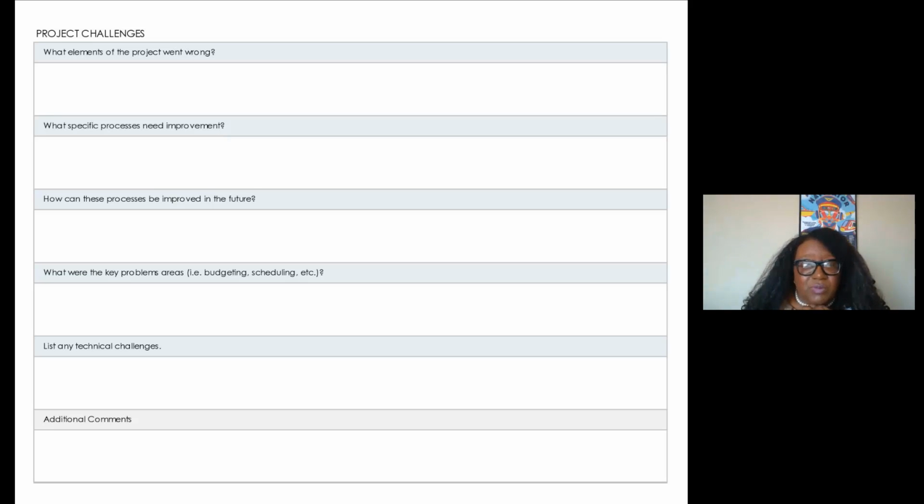Maybe it was, in this case, the identification of the stakeholder, and that's how it was missed. So you're going to put whatever part in there was needed. And remember, you're going to do the same thing for your program as well. So we're talking about project, but you would go back and do the same thing for your program evaluation or your initiative evaluation. List any technical challenges.